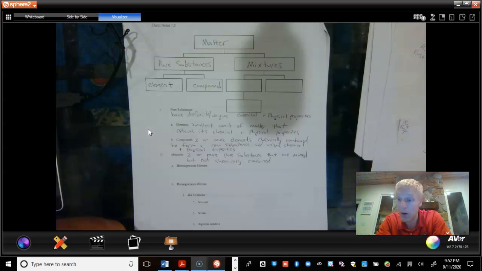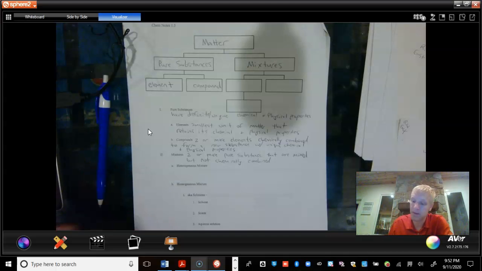Like H2O is water. Water is a liquid at room temperature. It can crystallize when it starts to freeze. It has a specific heat capacity of 4.184. So a whole lot of specific chemical and physical properties.